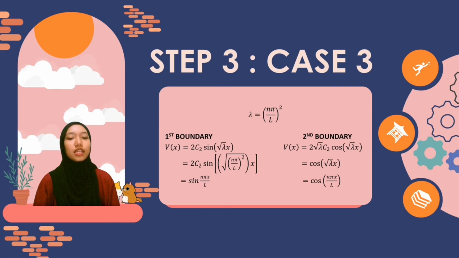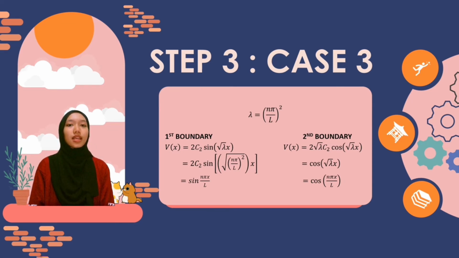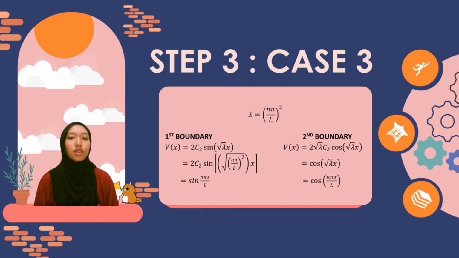Since lambda equals (n pi over L) squared, hence lambda is more than 0. So V(x) equals sin(root lambda x) for the first boundary condition, and V(x) equals cos(root lambda x) for the second boundary condition. Finally, we get V(x) equal to sin(n pi x over L). We get V(x) equal to cos(n pi x over L).